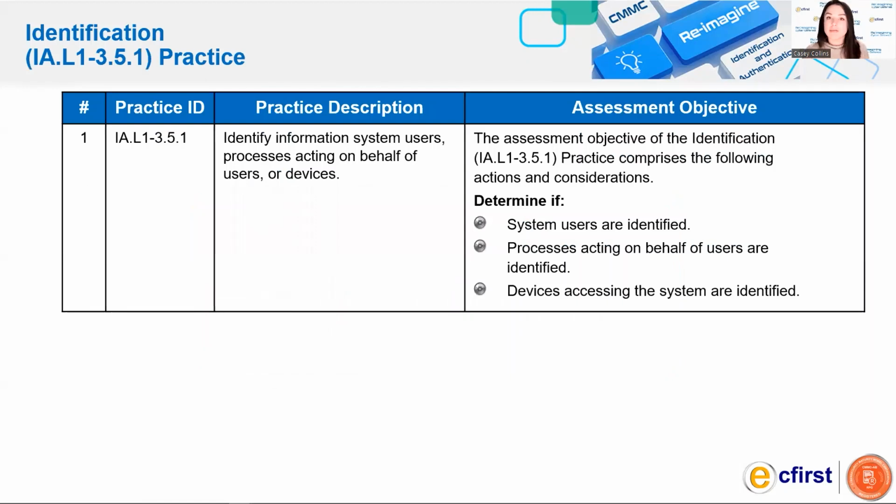So first up, identification. Identify information systems users, processes acting on behalf of users or devices. So we want to determine if system users are identified, processes acting on behalf of users are identified, and devices accessing the system are also identified.